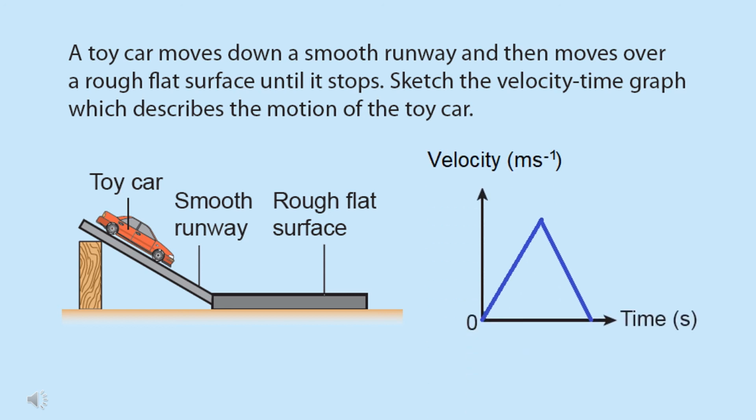As the car moves down the runway, the velocity increases. When the car hits the rough surface, it begins to slow down. The velocity decreases. In other words, the car is experiencing a deceleration.